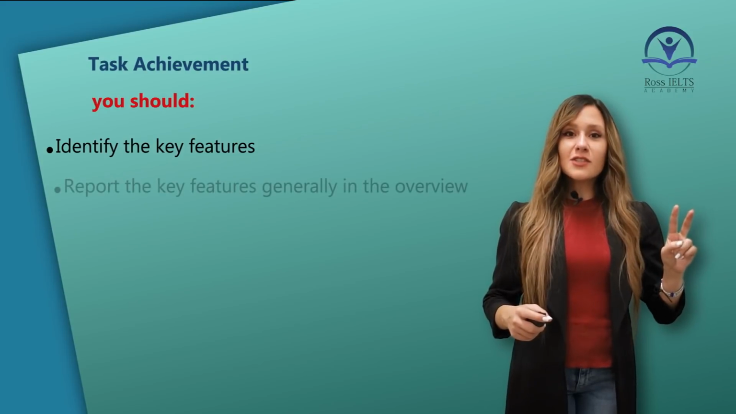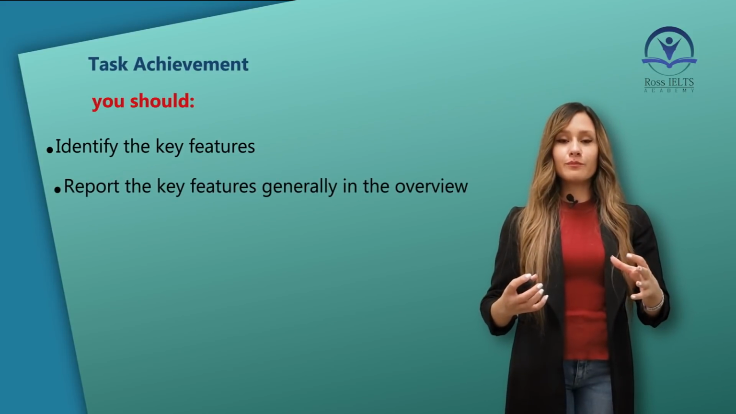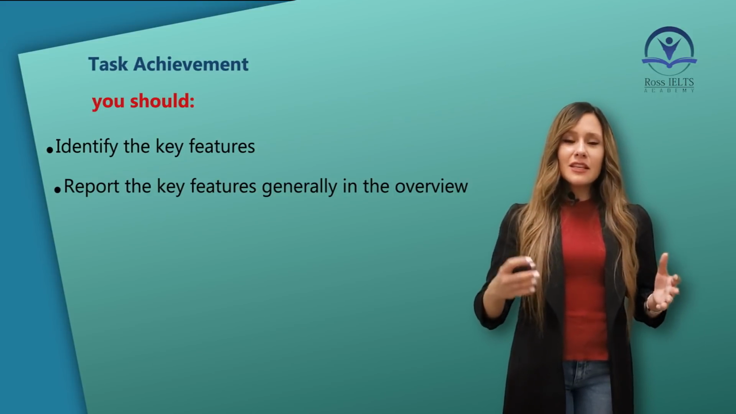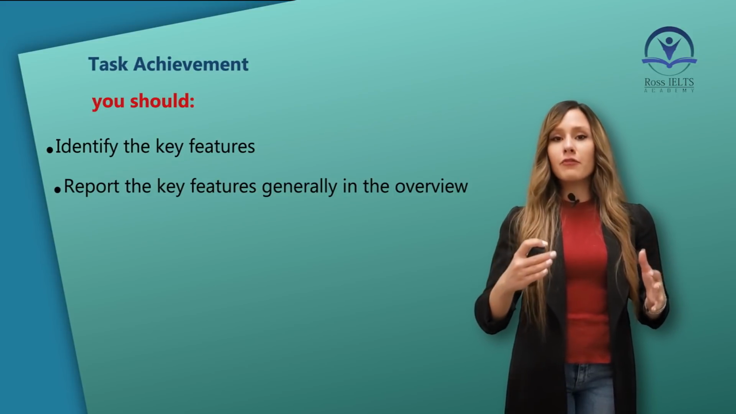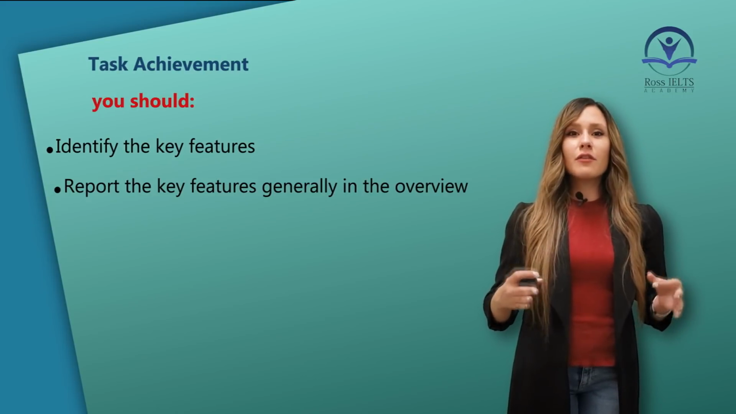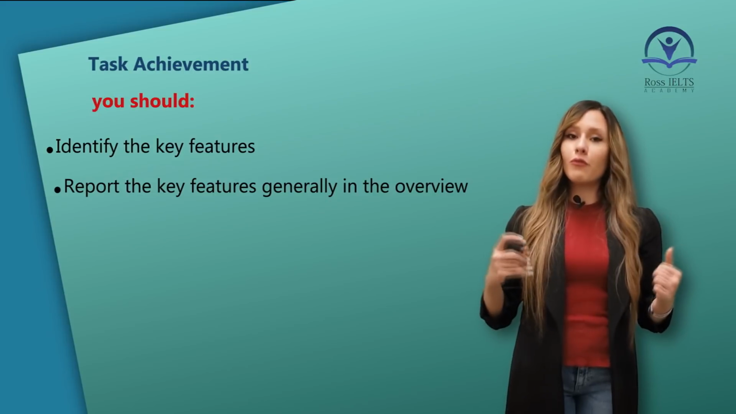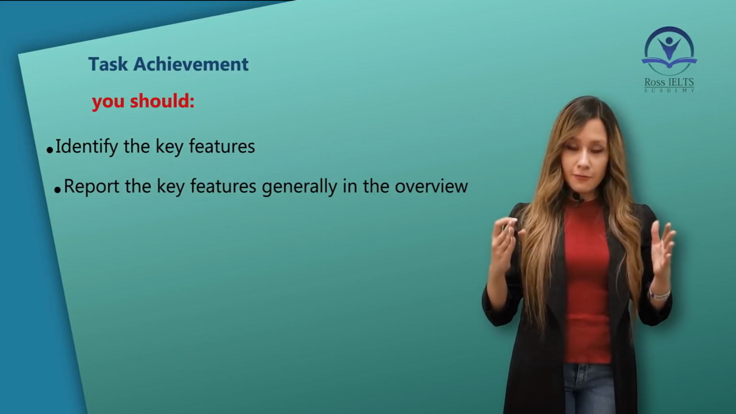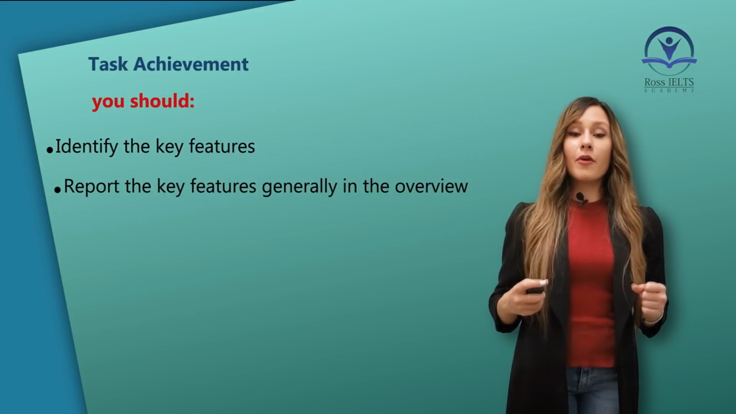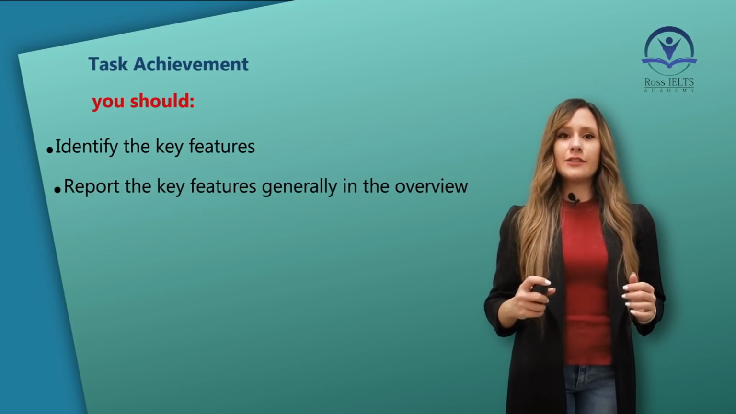The second thing is to report the key features generally in the overview. Okay, what do I mean by overview? This can be the second or the last paragraph of your writing, the overview paragraph. Generally, this is one of the paragraphs, and that's where you talk about those key features you found before. So, you identify the most important features and talk about them in this paragraph. But, as it should be very short, you don't get into any details here.